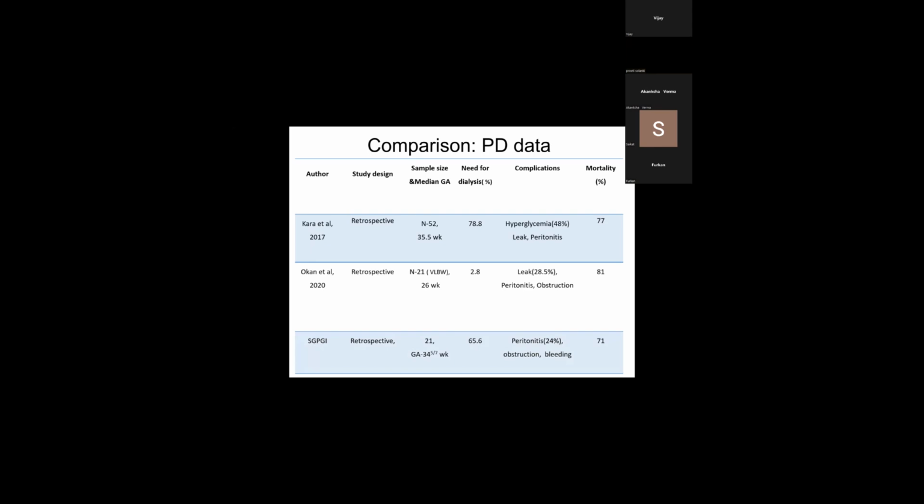In SGPGI, it was a retrospective study. 65.6% needed dialysis, with peritonitis seen in 24%. It was the most common complication, and the mortality rate was 71%.